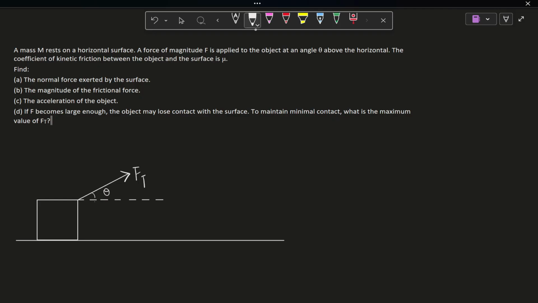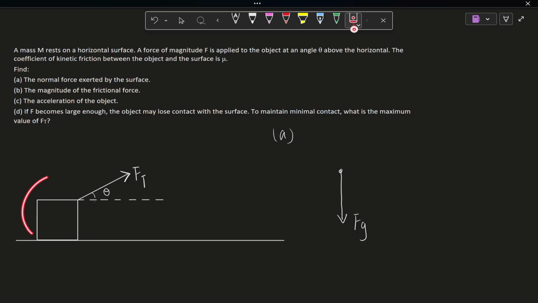So let's solve A part first. When you're solving this type of question, the first step you need to do is to draw a free body diagram. It's very important. So let's do it. These points represent the center of mass of the object. Since it's on Earth, there's definitely gravitational force pointing straight down. This is Fg.